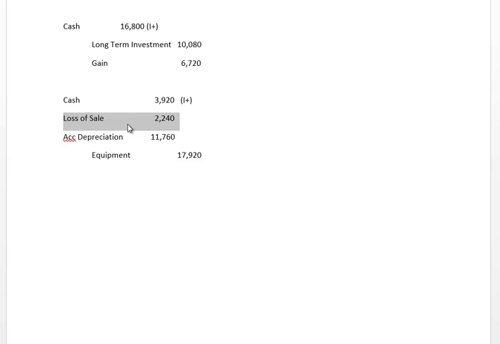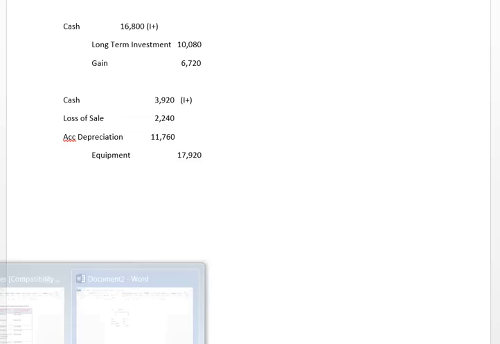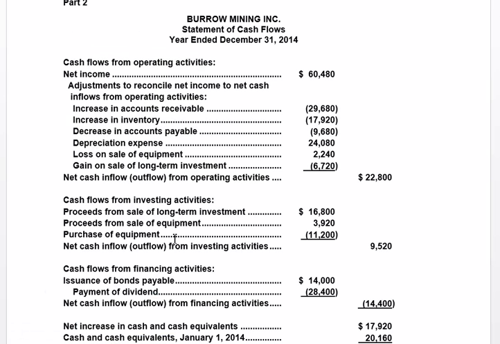Well, losses lower your net income on the accrual basis, but because it's non-cash, we've got to add it back. So just as we do for depreciation, we're going to add back that loss, so it's a plus. So we see we have a net cash inflow here from operating activities of $22,800.